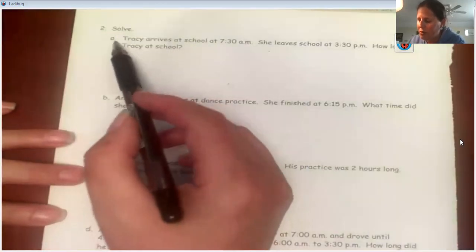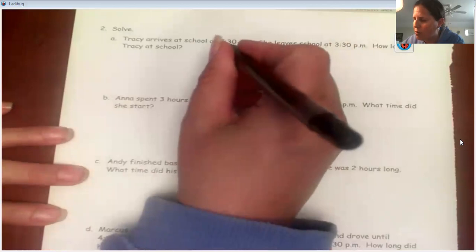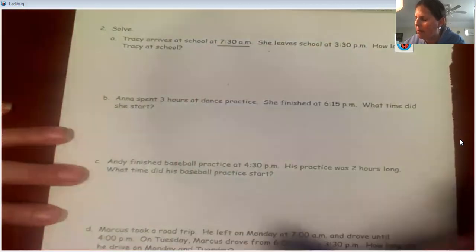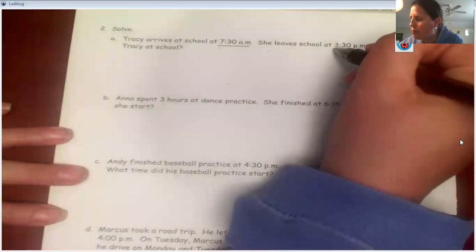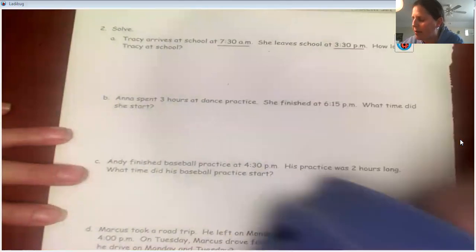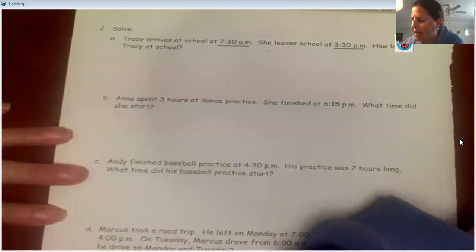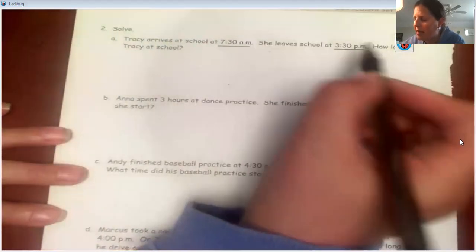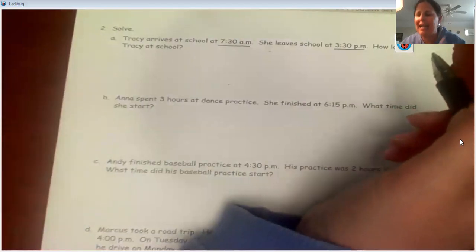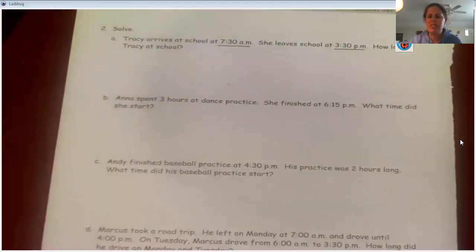So number 2A says Tracy arrives at school at 7:30 a.m. She leaves school at 3:30 p.m. How long is Tracy at school? So they're both times on the half hour, so I can just add hours to help me out. So if she gets to school at 7:30, I'm going to add on hours to say 8:30, 9:30, 10:30, 11:30, 12:30, 1:30, 2:30, 3:30. So it's a total of 8 hours.